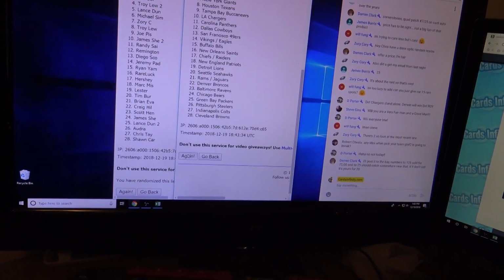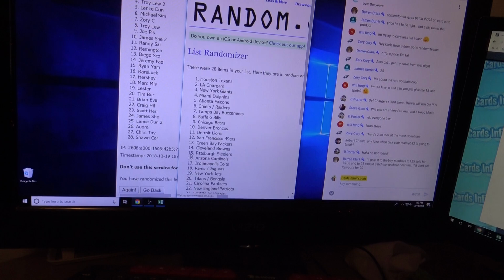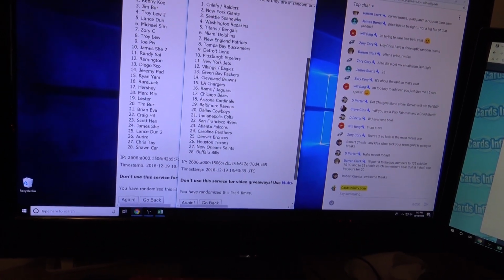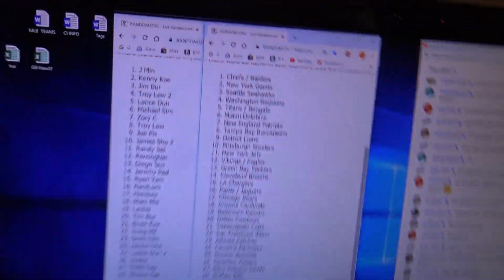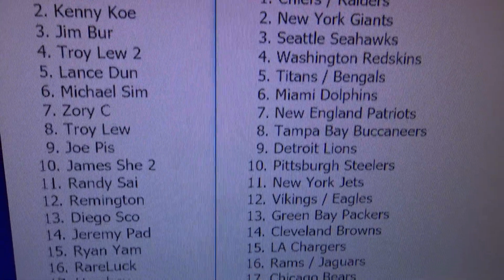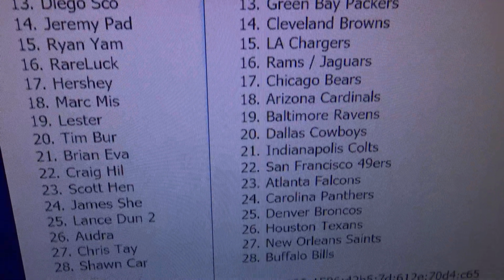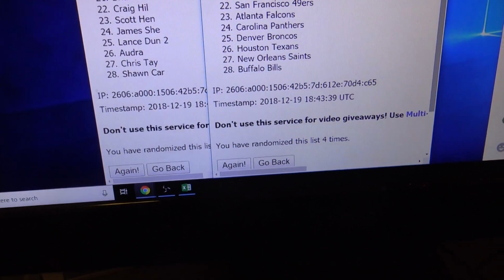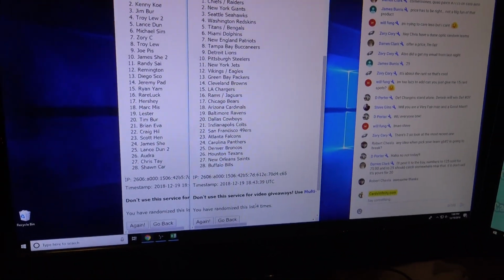One, two, three, four. J-Man, you get the AFC West combo, Chiefs and Raiders. And that goes all the way down to Sean Carr, who gets the Buffalo Bills. Everybody else gets those good middling teams.